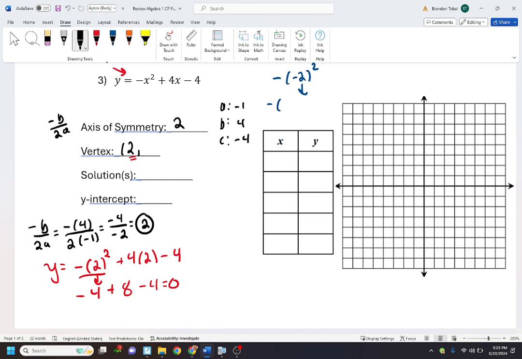So after you do the math, -4 plus 8 is 4. 4 minus 4 is 0. So the vertex is 2 comma 0.